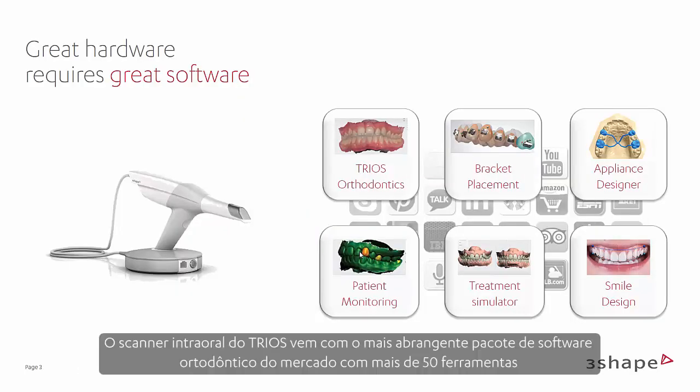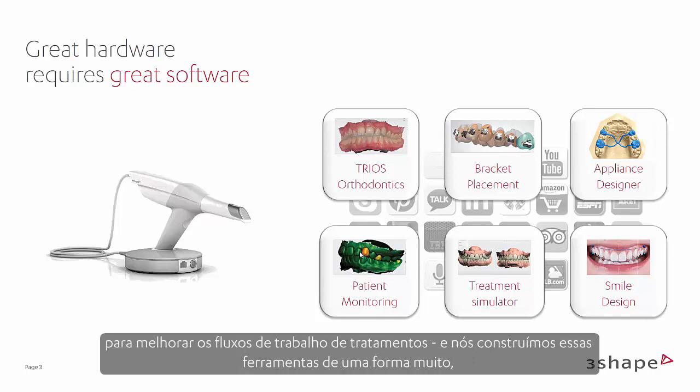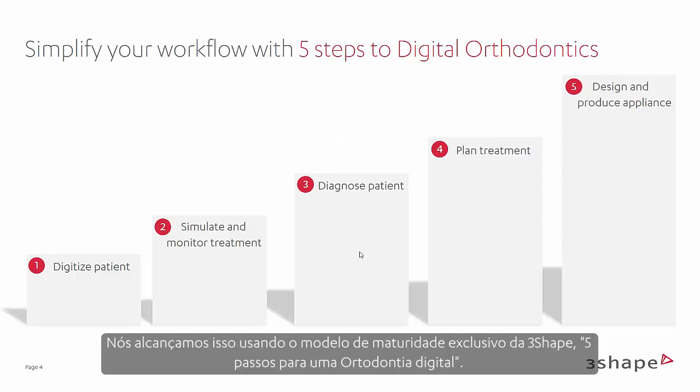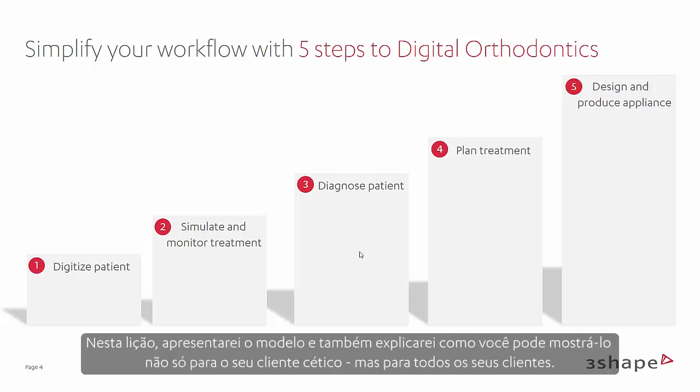The Trios Intraoral scanner comes with the most comprehensive orthodontic software package in the industry, with more than 50 tools to enhance the treatment workflows. And we have constructed these tools in a very careful manner to make sure that we hold the customer's hand every step of the way. We have accomplished this using the unique 3Shape 5 steps to digital orthodontics maturity model. In this lesson, I will introduce you to the model and also explain how you can pitch this not only to your skeptical customer, but to all of your customers.